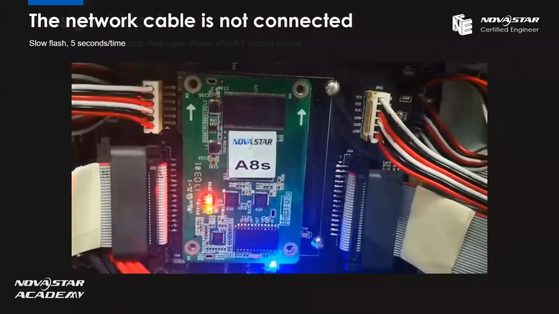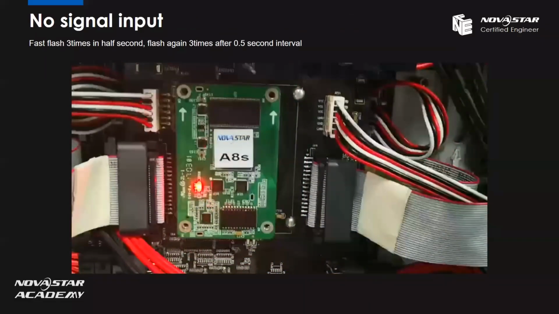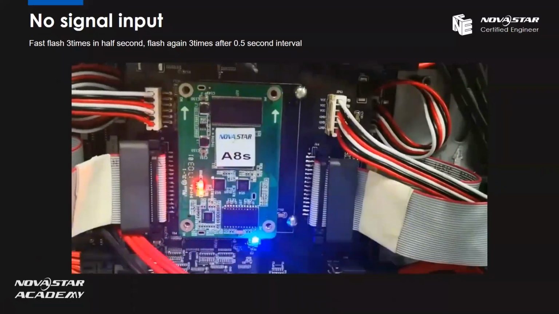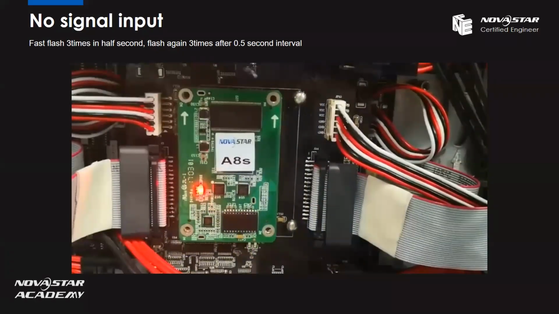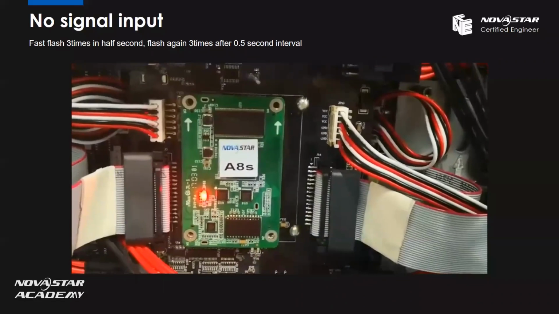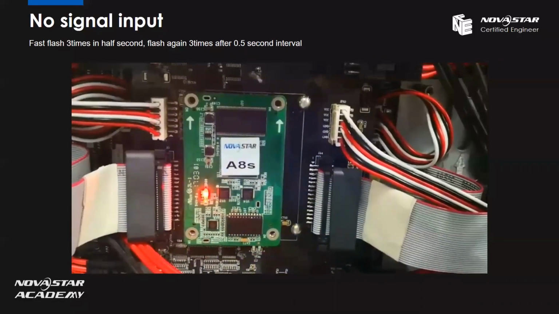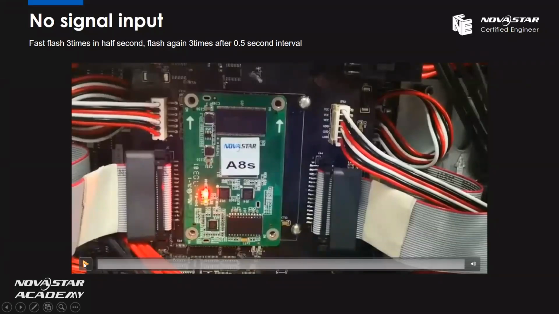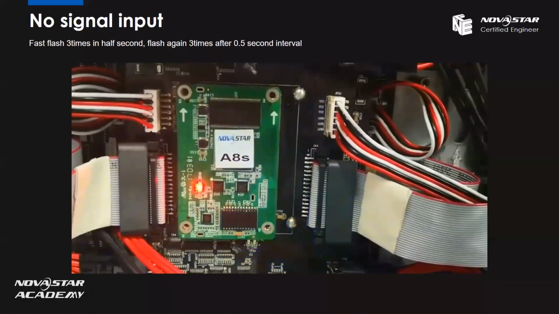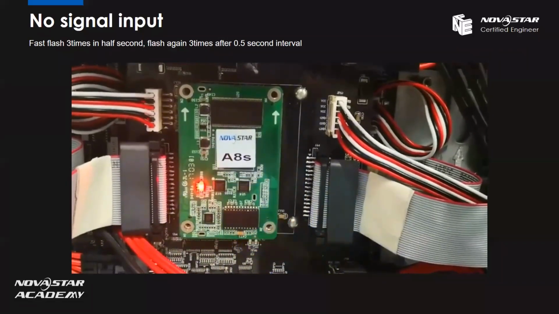Let's see the last situation. In this short video, we can see the receiving card green indicator light flashes very fast. It flashes 3 times in half a second, and then flashes again 3 times after a half-second interval. So this situation means there is no signal input.